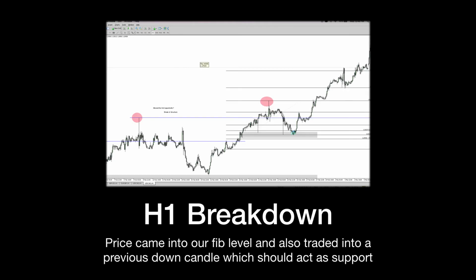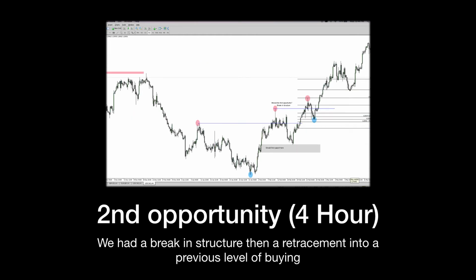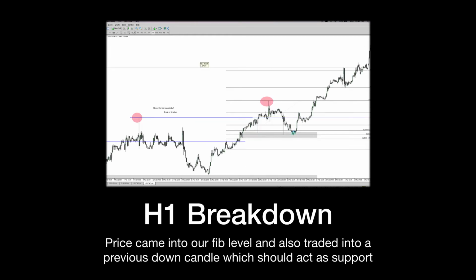And then, breaking down the same chart, we're looking at an H1 now, so an hourly time frame. You can see it didn't trade into the 4 hour down candle, but if we look at it on an hourly, it did trade into that gray box, which is the down candle, which made that higher low, and then from there, it took off.